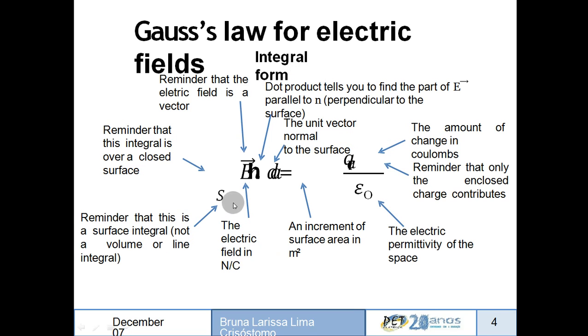And this is the Gauss's law for electric field. This E is, reminder, that this electric field is a vector field. The dot product tells you to find that part of E parallel to n, the unit vector normal to the surface. Q is the amount of charge in coulombs, reminder that only the enclosed charge contributes. Epsilon 0 is the electric permittivity of the space, dA is an increment of surface area in meter square, and the electric field is in Newton per coulomb. Reminder that this is a surface integral, not a volume or line integral. So let's go to the next slide.